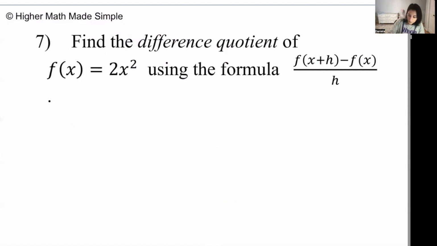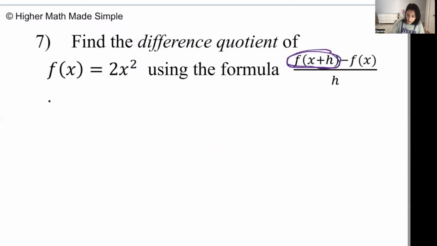The main ones, if you look at the formula, is you have to separately find f of x plus h. What does that mean? You're going to substitute x plus h into the function, right? So in that spot, and then you're going to simplify it. So let's do that step first.